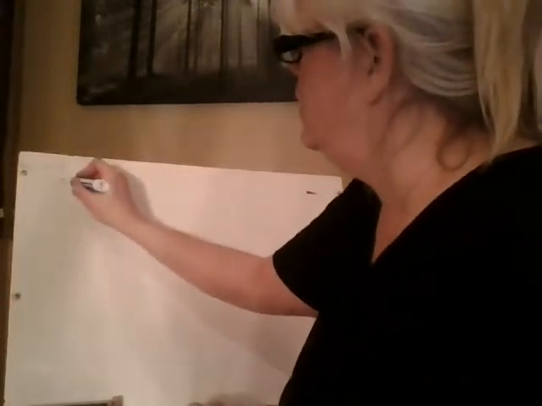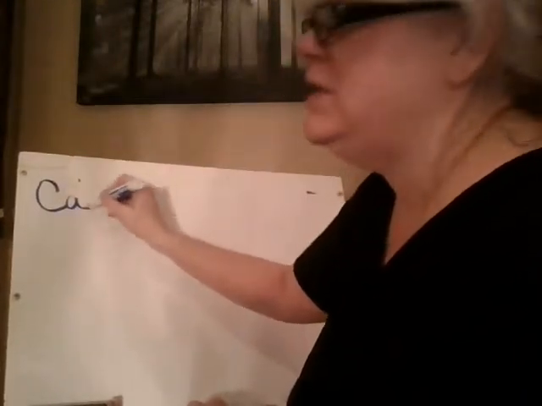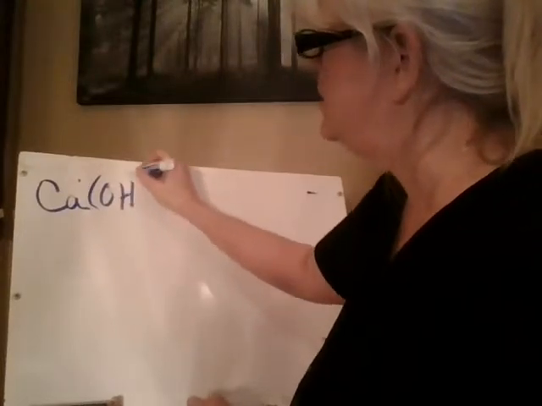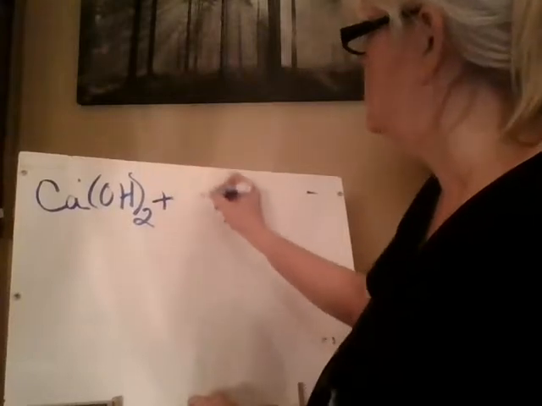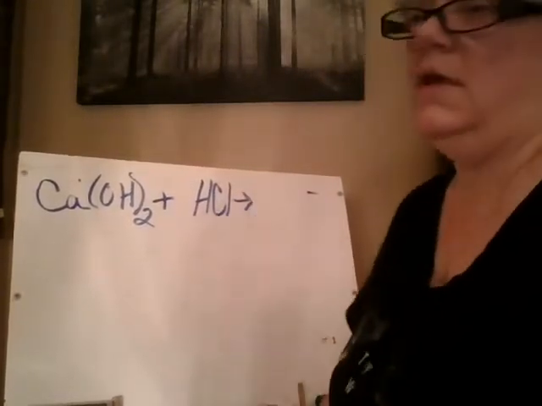Next, let's do this one. Start way over here. Okay, so I have Ca. There's our hydroxide coming up again. OH2 plus HCl yields.